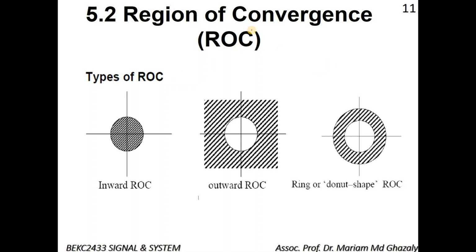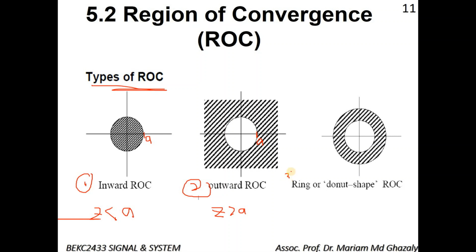So there are 3 types of region of convergence. Okay, the first one is the inward region of convergence. The inward region of convergence is when you have Z less than a value A. So for example, this radius is A, so we have Z less than A. Second one is the outward region of convergence. Outward region of convergence means that if you have this radius A, you have Z more than A. Okay, so it's moving outward.